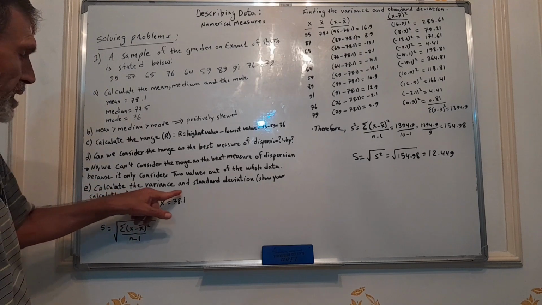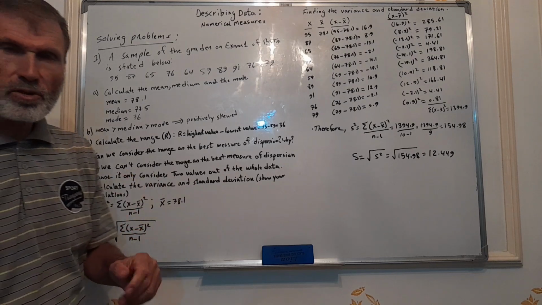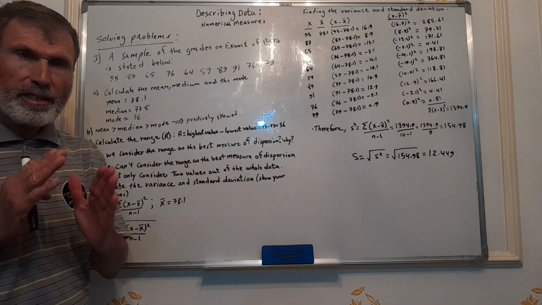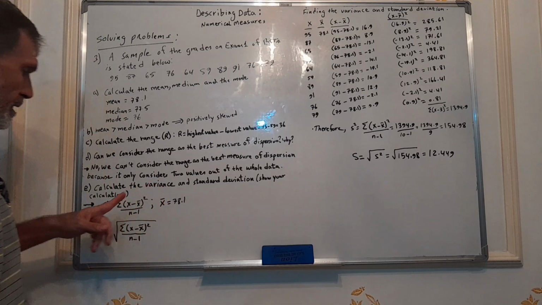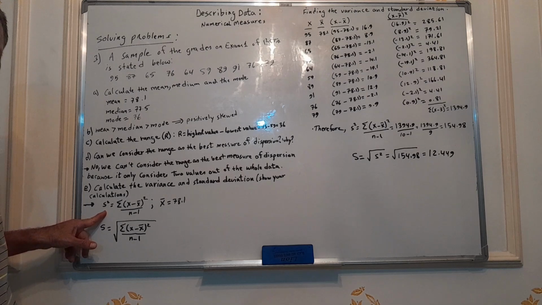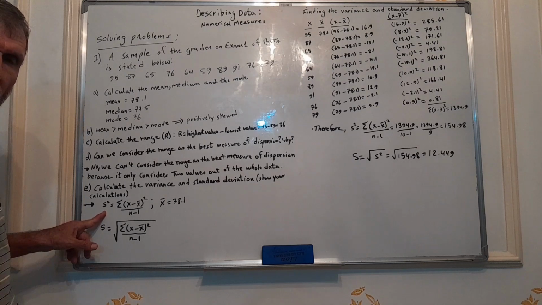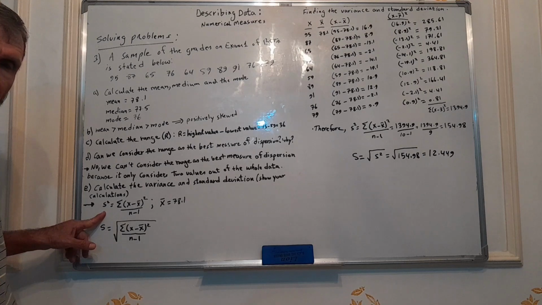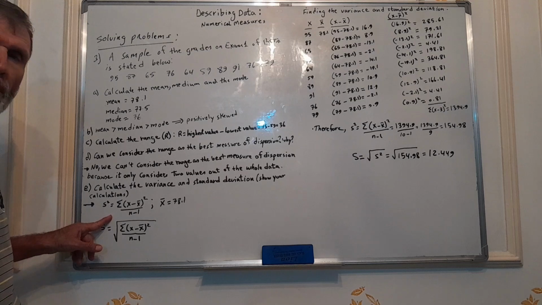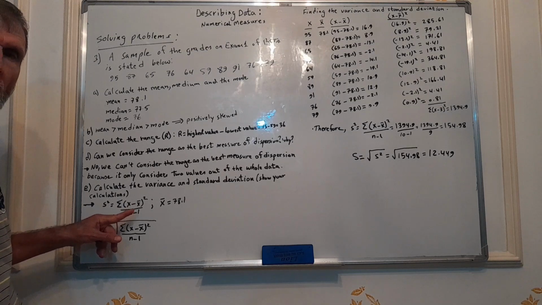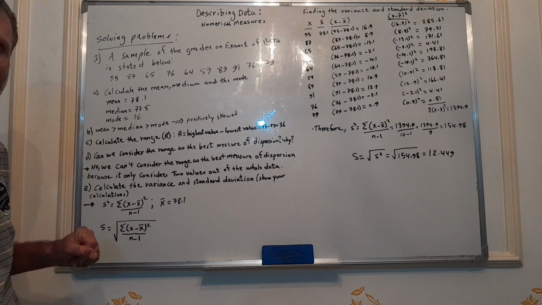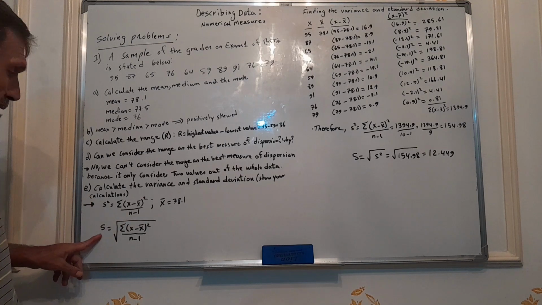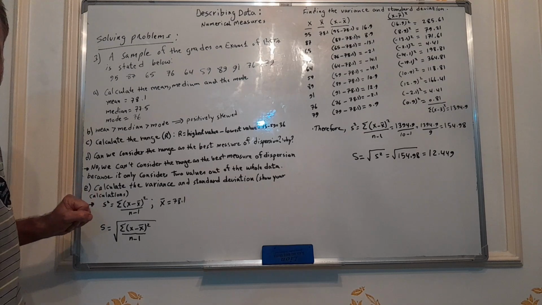Calculate the variance and the standard deviation. Of course, show your calculation. Remember, we have a sample. Therefore, the equation is S squared, which stands for the variance of the sample. S squared is equal to the summation of x minus x bar squared over n minus 1, because we have a sample, we have to divide by n minus 1. And the standard deviation is the square root of the variance.